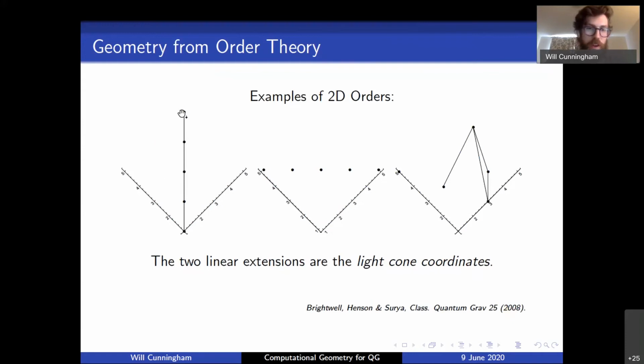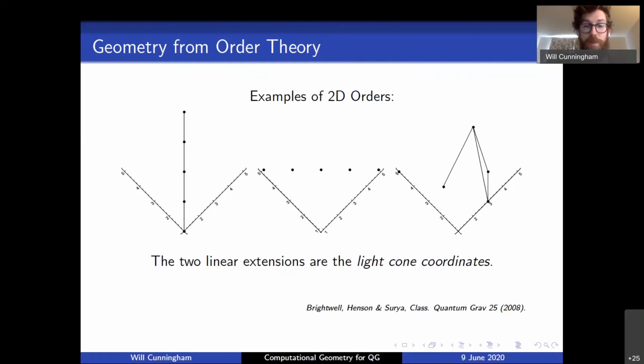So for instance, here you have a set of all related elements. In the middle, you have a set of all unrelated elements. And then you have something which has a richer structure in this last example. And so, like I said, the two linear extensions of the light cone coordinates. It's really rather straightforward in 2 dimensions.